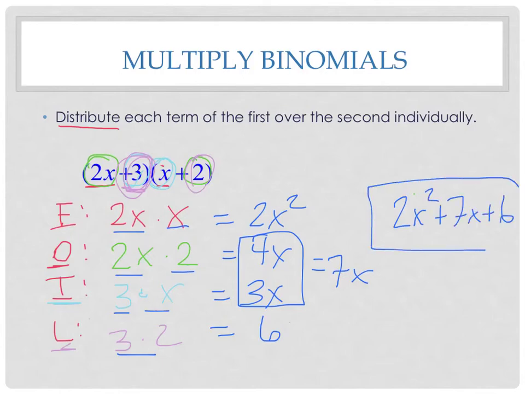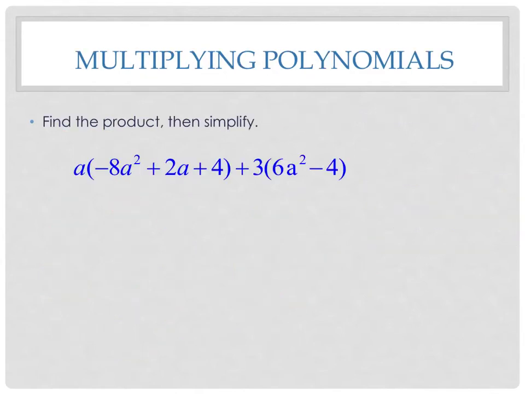So we call this the process of FOIL. And basically it's just directions on which terms you should multiply and in what specific order. The last practice problem that we're going to do together and put in our notes is simply multiplying and distributing bigger polynomials. Notice here we have 3 terms, so that's called a trinomial.